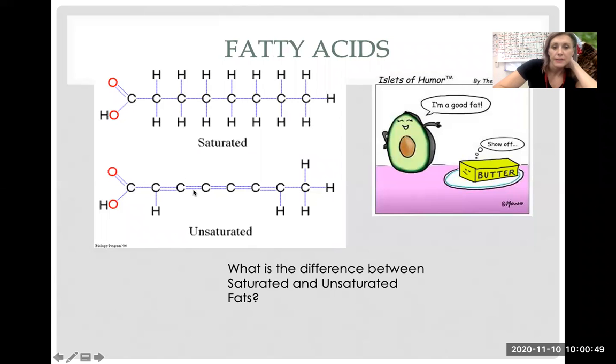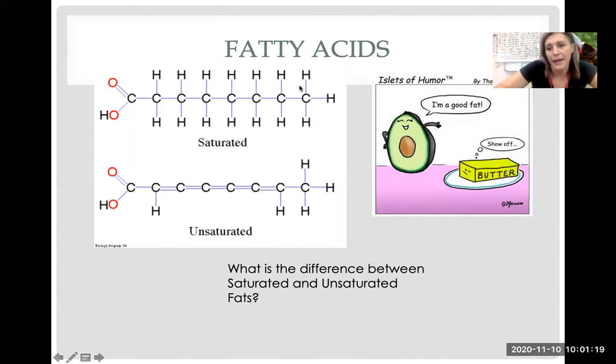And then here's another type of lipid. It has a long chain of carbon. It doesn't have as many hydrogens. So what do you think the difference is between saturated and unsaturated? And these blue lines, they represent the bonds. So when you have bonds, these are single bonds, these are double bonds. So saturated is a long chain of single bond carbons. It means it's saturated with hydrogen.